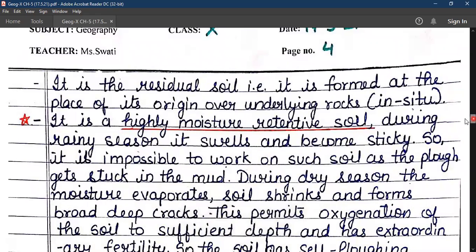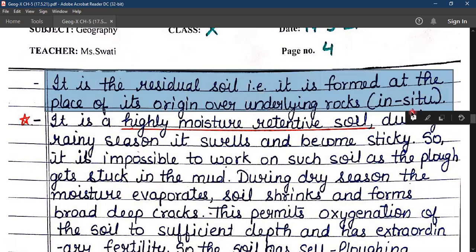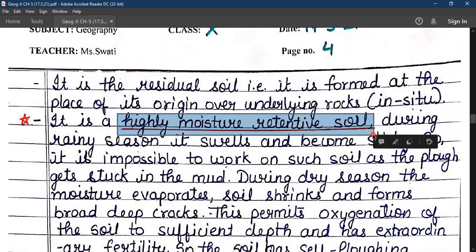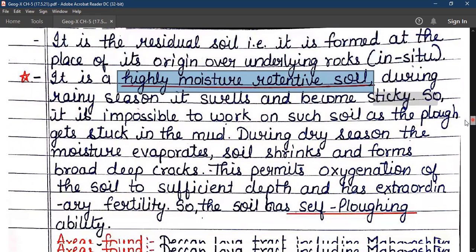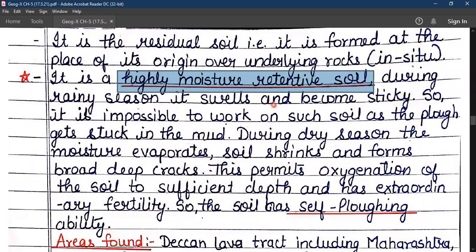It is the residual soil, that is, it is formed at the place of its origin over underlying rocks. It is also termed the in situ soil. Black soil is a highly moisture retentive soil. During the rainy season, it swells and becomes sticky. So, it is impossible to work on such soil as the plow gets stuck in the mud.